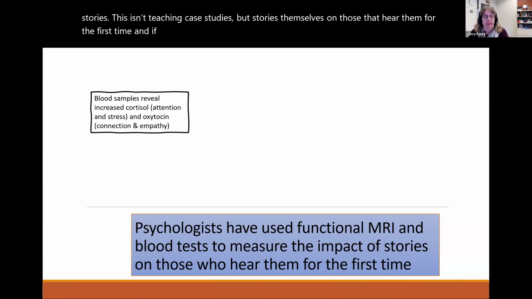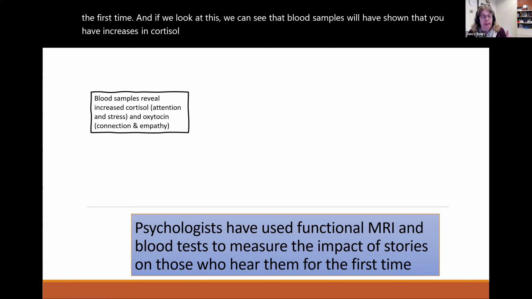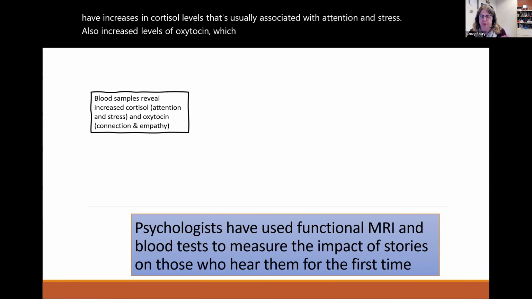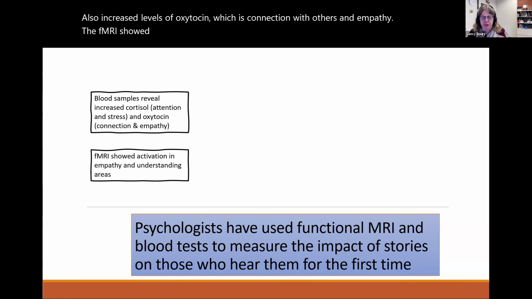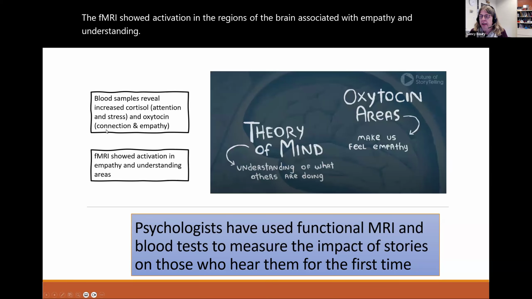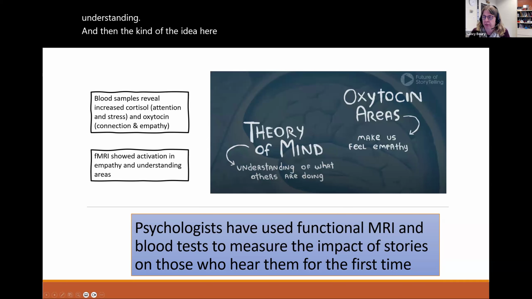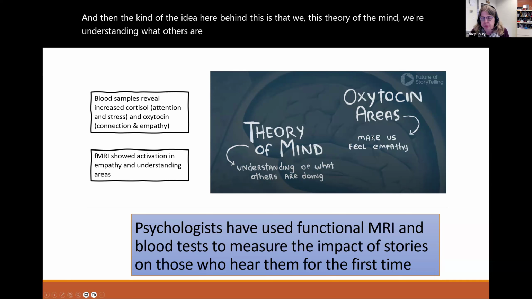And if we look at this, we can see that blood samples have shown increases in cortisol levels, that's usually associated with attention and stress. Also, increased levels of oxytocin, which is connection with others and empathy. The fMRI showed activation in the regions of the brain associated with empathy and understanding. And the idea behind this is the theory of the mind, we're understanding what others are doing, and then these oxytocin areas making us feel empathy for the characters.